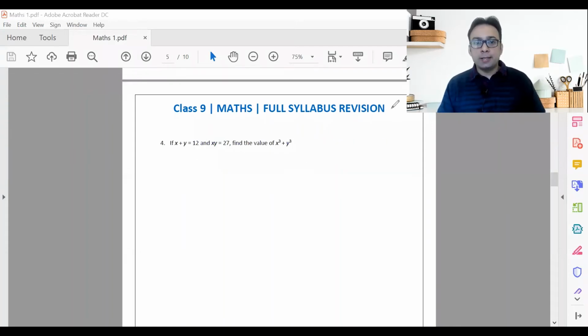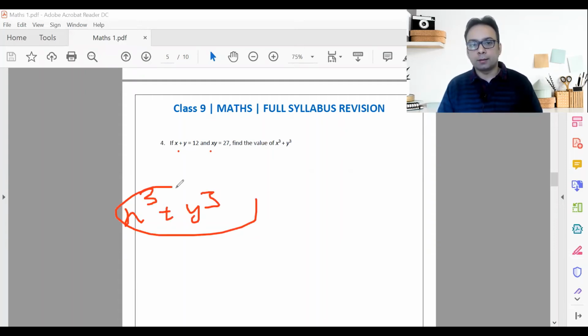Polynomials, use of identities. If x plus y is given to be 12, xy is given to be 27, find the value of this. Okay, whatever is given. Whatever we have to find out, let's look at that. X cube plus y cube. So let's say x cube plus y cube is something that we need to find. Multiple ways we can think of applying a cube plus b cube also. That identity can also be applied.